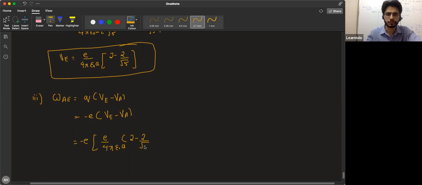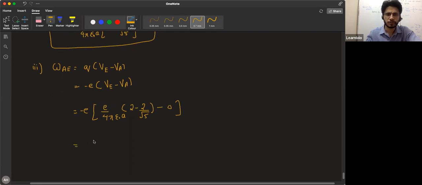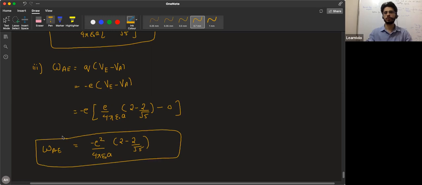Can't we rationalize this? Yes, you can rationalize it, but that won't help much. You can leave it here also. So this is minus E square by 4 pi epsilon naught A times 2 minus 2 by root 5. If you want, you can rationalize it, doesn't matter. So this is the work done in carrying an electron from O to E. Note it down. We'll do one more question on the same concept.